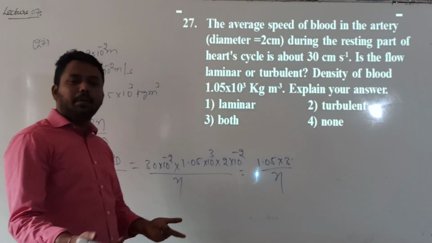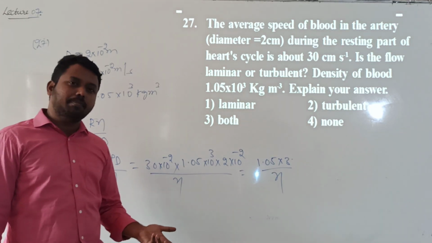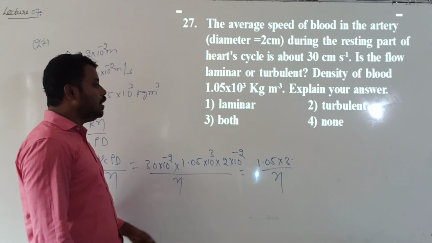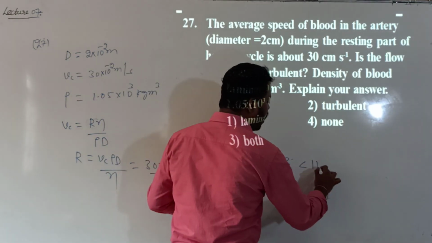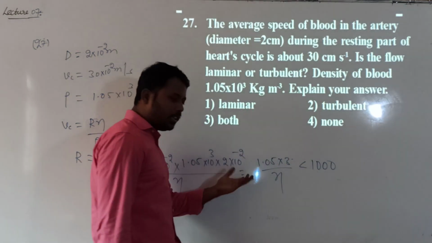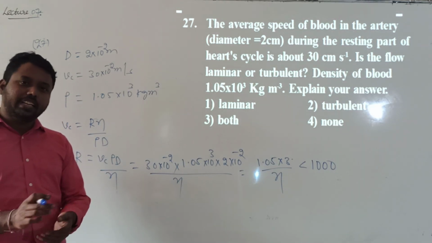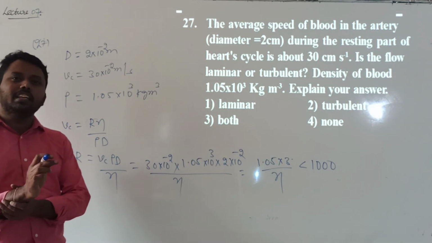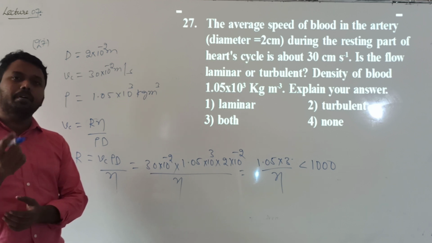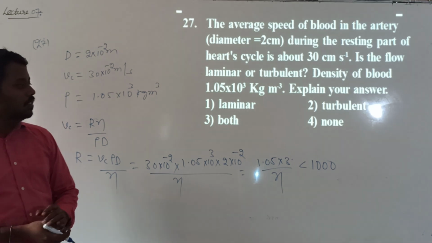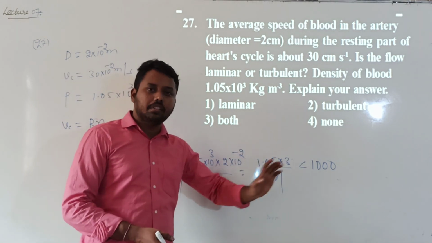How much is eta related to? 0.15 or something. Whatever value I take, this value will be less than 1000 only, no doubt. Because eta is not given, whatever the value of eta, the coefficient of viscosity is in terms of decimals, not a 10 power value. So this total answer will be less than 1000.